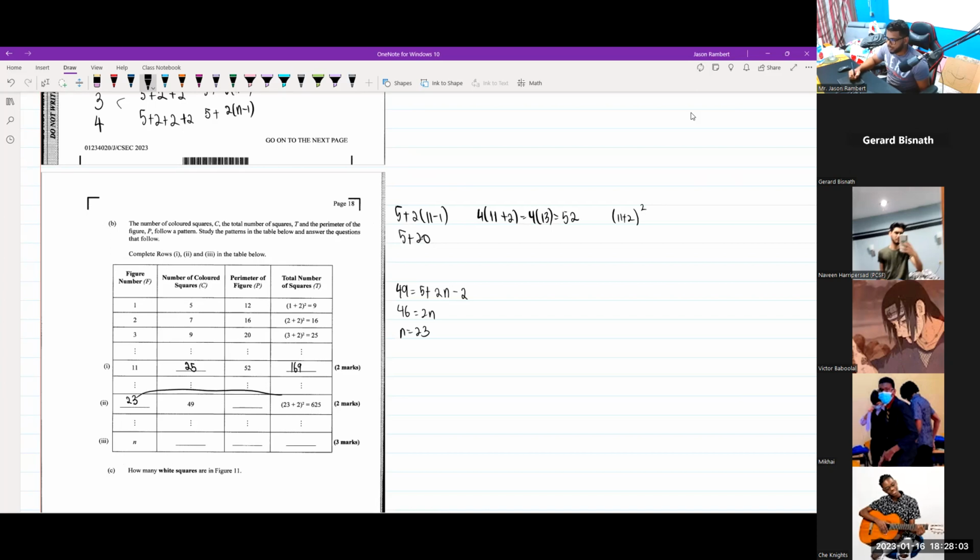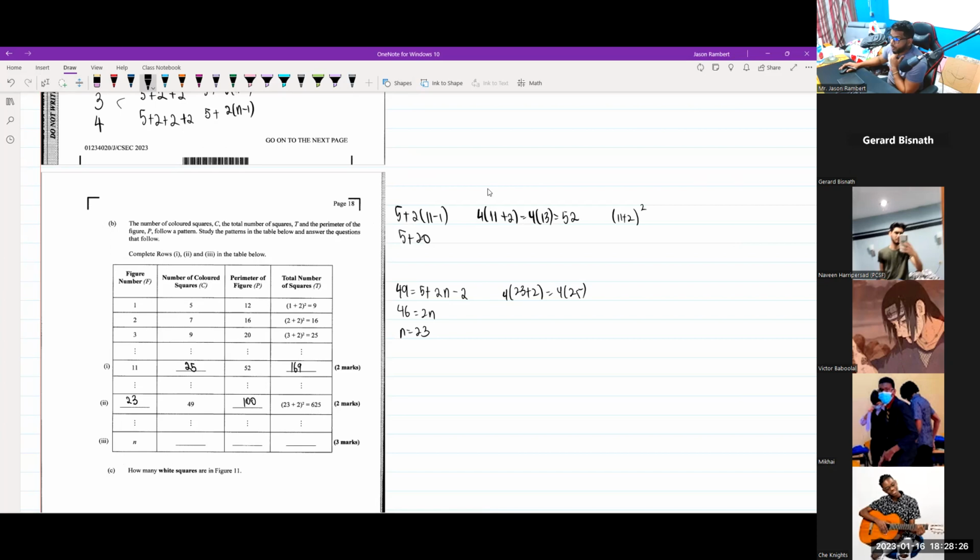I mean, this is analogous here. Are you seeing it? Yes, sir. The perimeter of the figure is going to be 4 into 23 plus 2, 4 into 25, which is 100. And we already have the formulas for n. We made it up already.